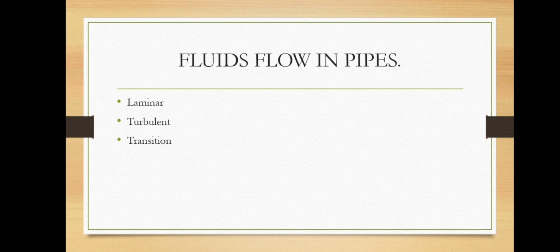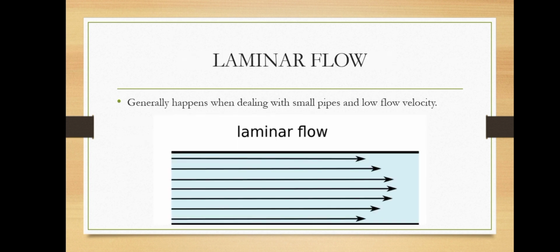And then fluid flow in a pipe has three types: laminar, turbulent, and transition. Laminar flow generally happens when dealing with a small pipe and low flow velocity, as you can see in the diagram of laminar flow at the bottom.